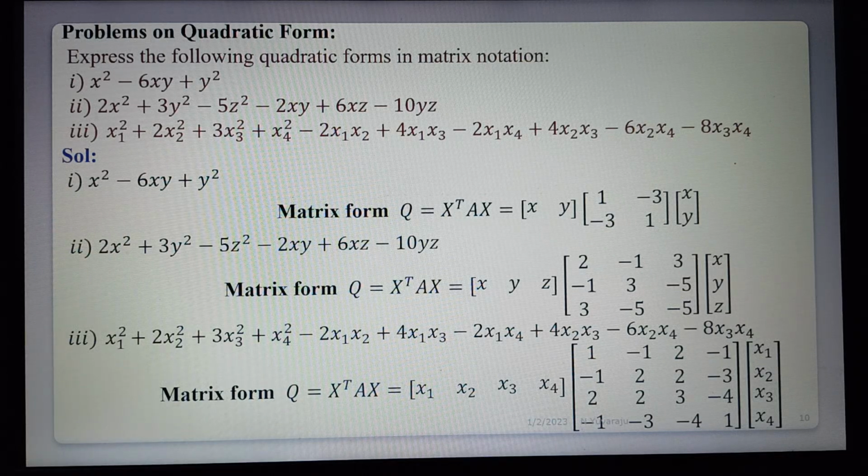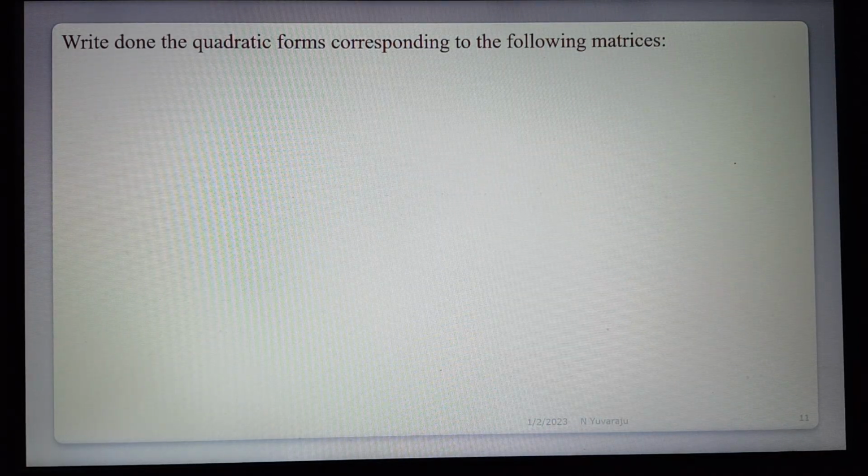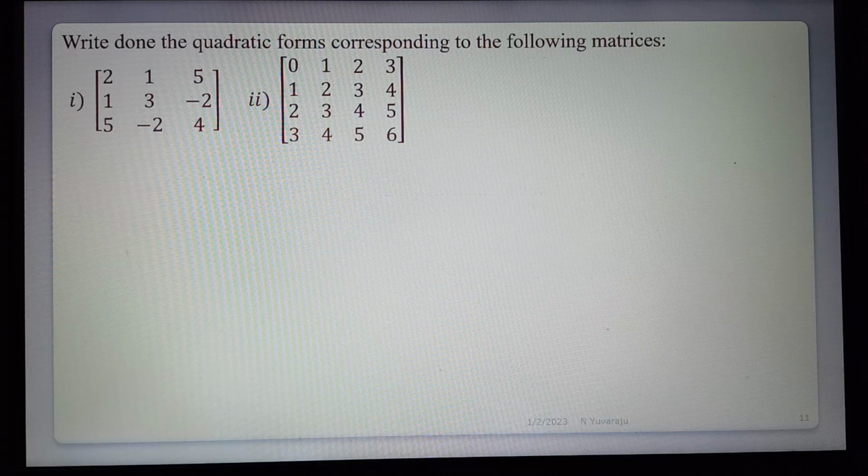Next example: write down the quadratic forms corresponding to the following matrices. They are given coefficient matrices only. Now we write the quadratic form as a polynomial. Choose the unknowns, your choice. For a 3x3 matrix, 3 unknowns, that is x, y, z or x1, x2, x3, your choice. For a 4x4 matrix, choose the unknowns x1, x2, x3, x4 or x, y, z, w. You can choose any variables.